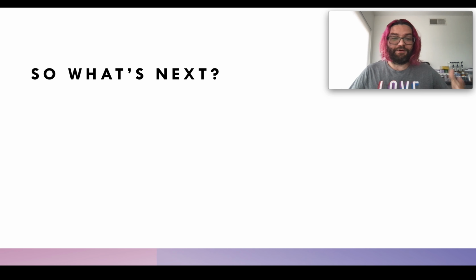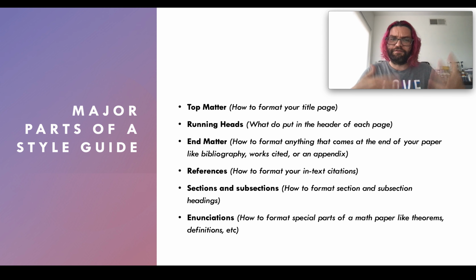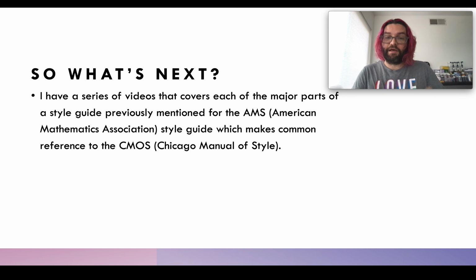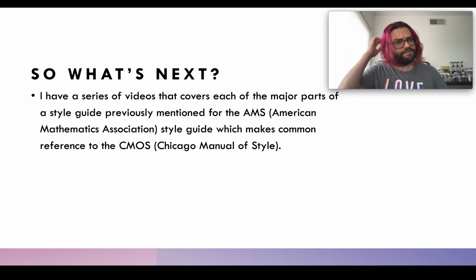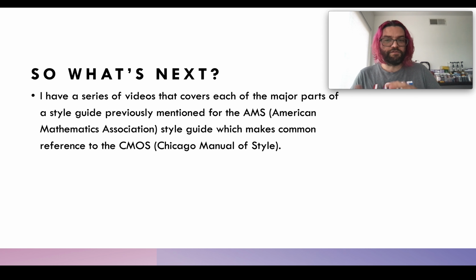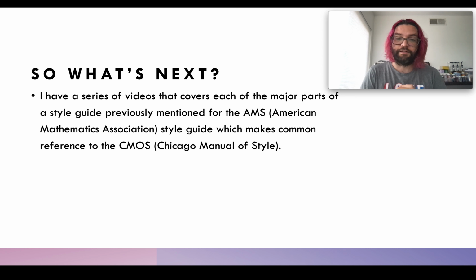Okay, so what's next? So I just told you about these 6 different parts of a style guide. So what happens next? Well, I have, or I'm about to make, a series of videos that covers each of those major parts of a style guide for the AMS style guide. And you should know that the AMS style guide, the American Mathematics Society, that style guide makes very common reference to the Chicago Manual of Style, CMOS. So what I'm going to be sharing in the next few videos is going to be a little bit about Chicago Manual of Style and a little bit about American Mathematics Society, like that style guide.